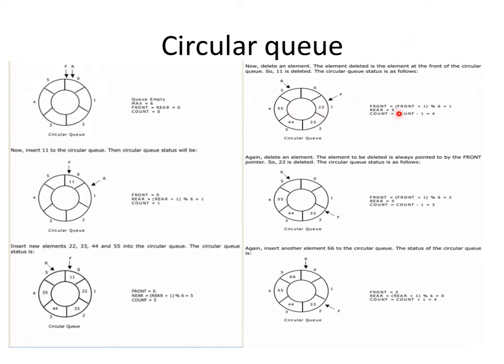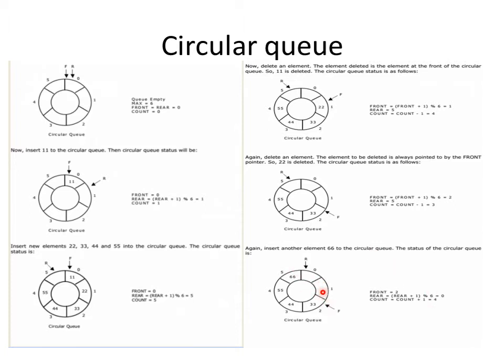After that, front equals front plus 1 mod 6, that will become 1, and rear equals 5, count equals count minus 1, that is equal to 4. Here you can see, after that I repeat the same thing once again. Here I have deleted two elements, and in these two I have inserted. Now I am inserting into the vacant positions.